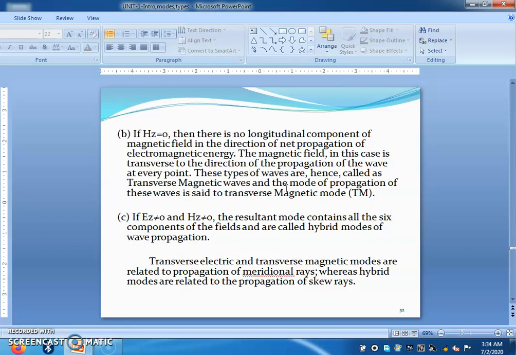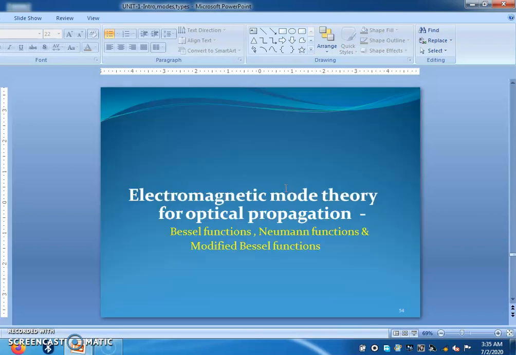If Ez and Hz are both not equal to 0, in that case you will have all the six components. This special case is called the hybrid mode of wave propagation. So transverse electric and transverse magnetic modes are related to the propagation of meridional waves, whereas hybrid modes are related to the propagation of skew rays.